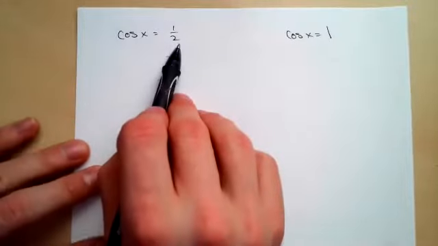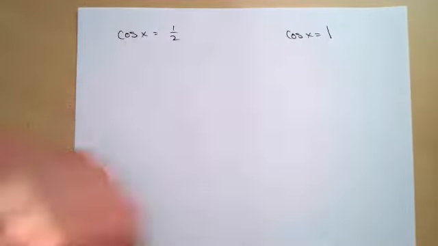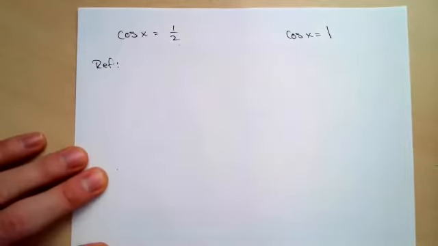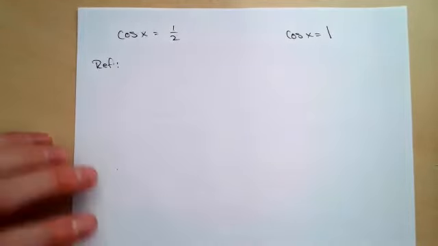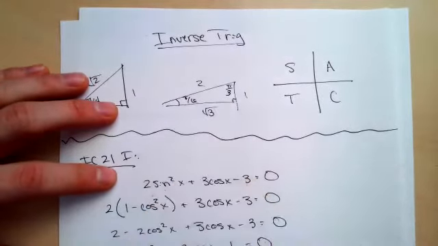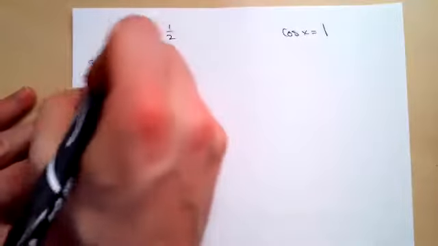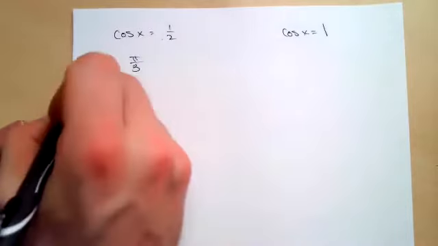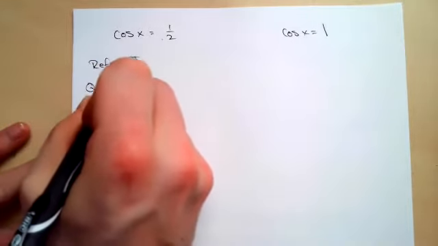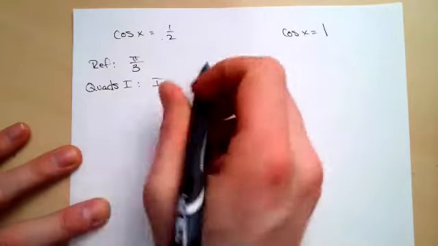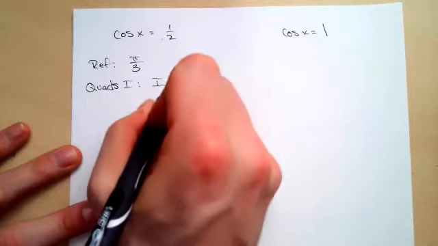So how do we solve this guy? We have a reference angle where the cosine is 1/2. So what's our reference angle? Pi over 3. Cosine of that's going to give me that 1/2. It's a positive ratio. So what quadrants are we going to be in? Cosine is positive in quadrants 1 and 4.